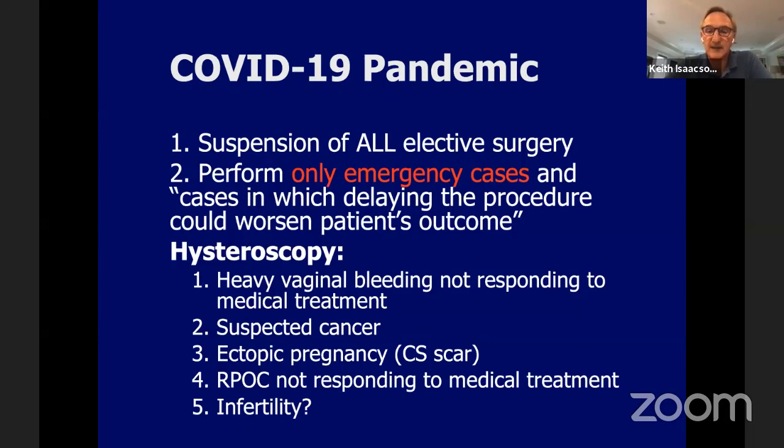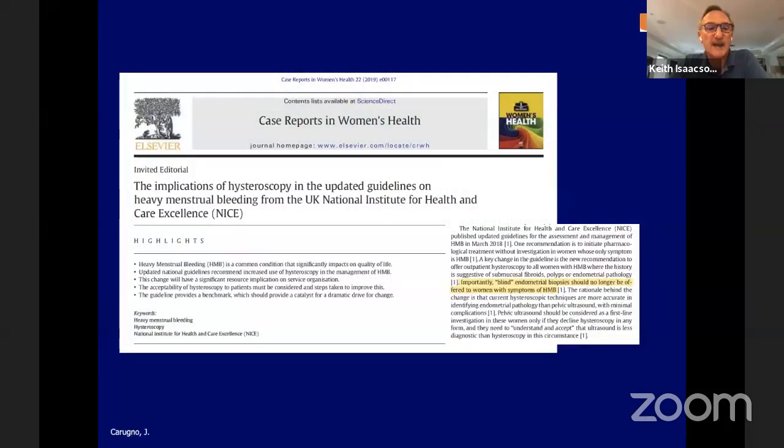If a patient's having very heavy vaginal bleeding and she's not responding to medical treatment, we were allowed to do those cases. If she had suspected cancer, ectopic pregnancy, or retained products of conception that were not responding to medical treatment. And in our institution, we included patients who were infertile because delaying their fertility treatment would actually worsen their condition. So we were able to continue our hysteroscopic procedures, but we did it in a little bit different fashion.